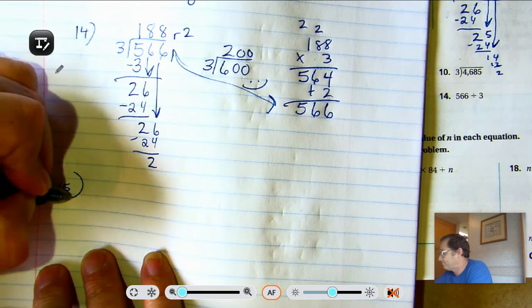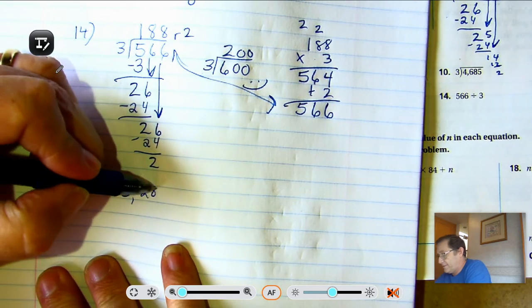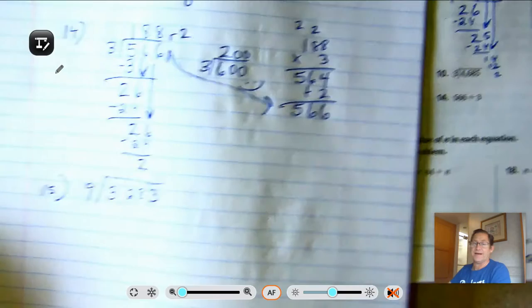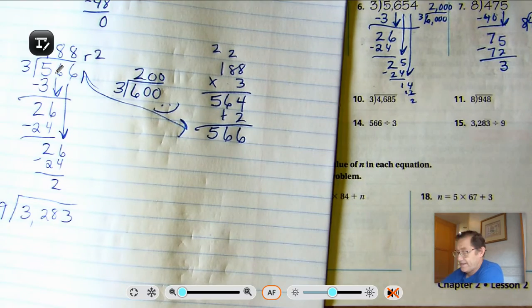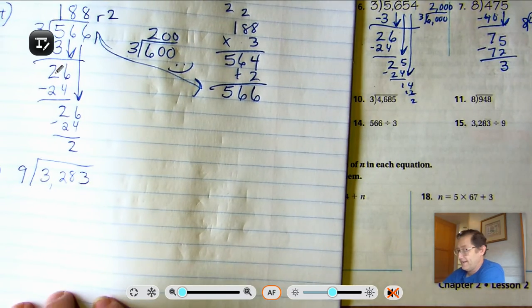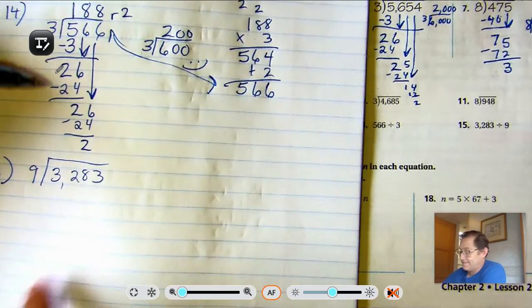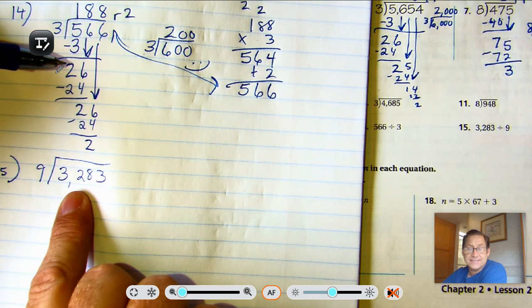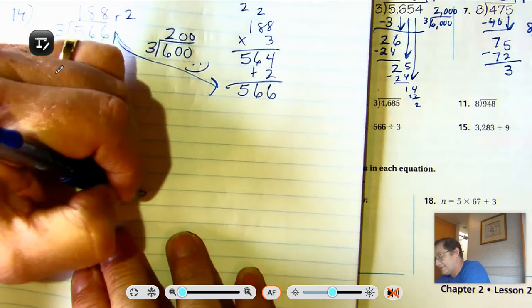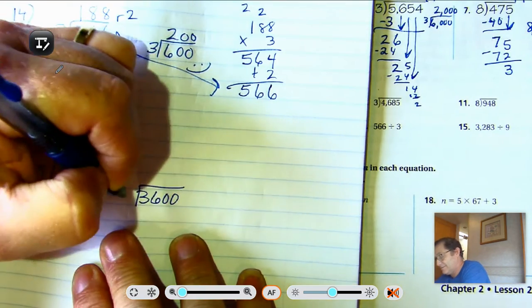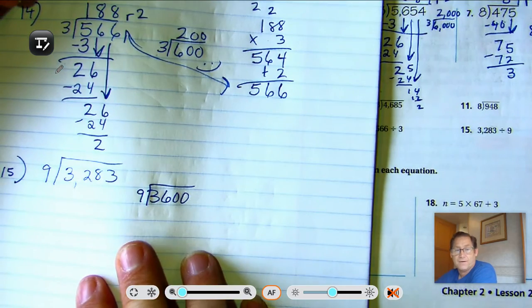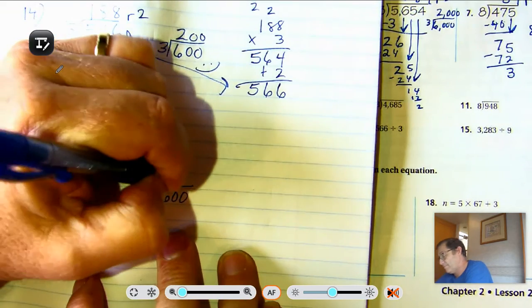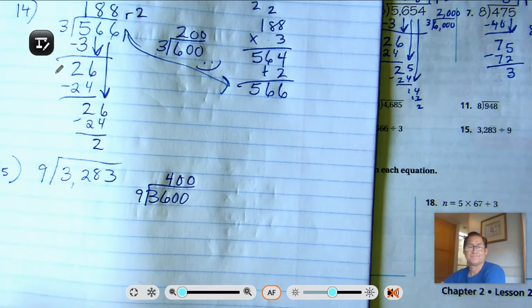15. 3,283 divided by 9. All right, multiples of 9: 9, 18, 27, 36. I'm going to change this to 36 hundreds, divide by 9. All right, 9 times what is 36? 4. So our answer should be about 400.